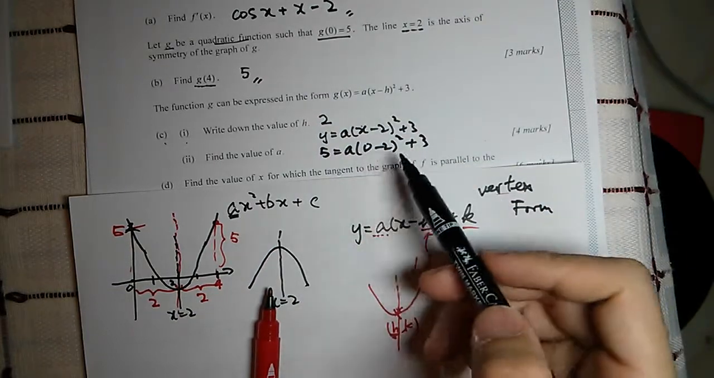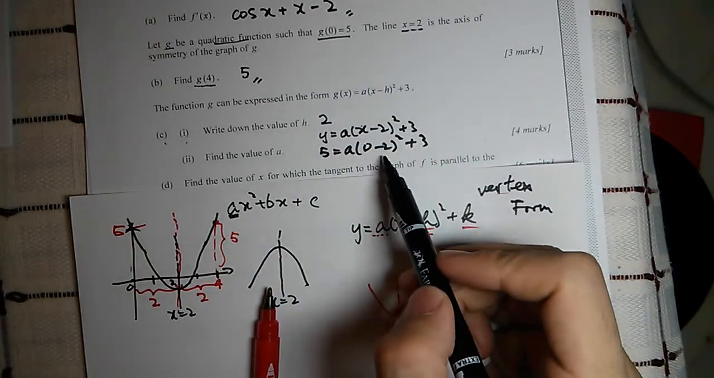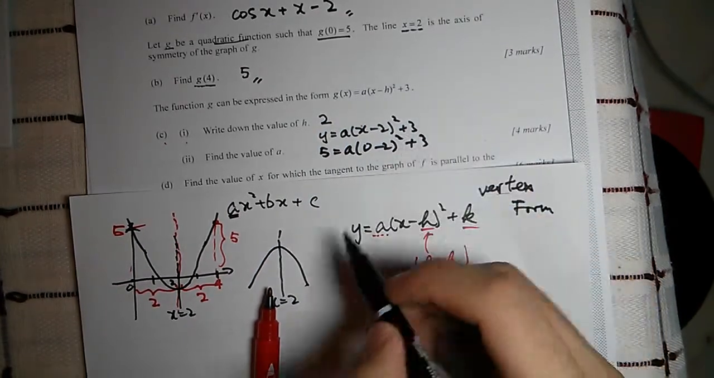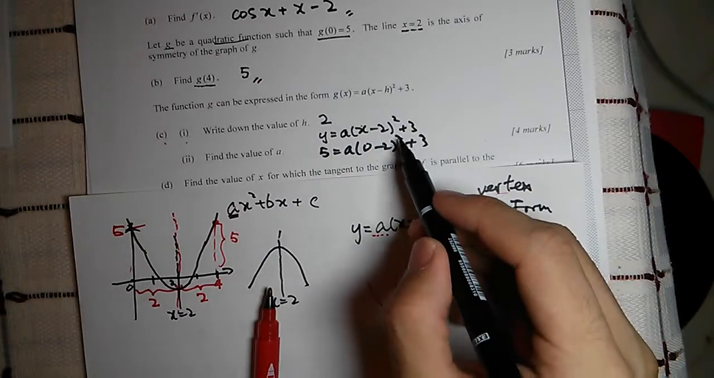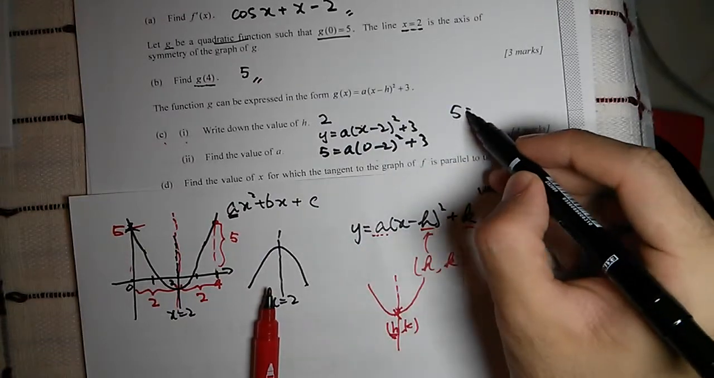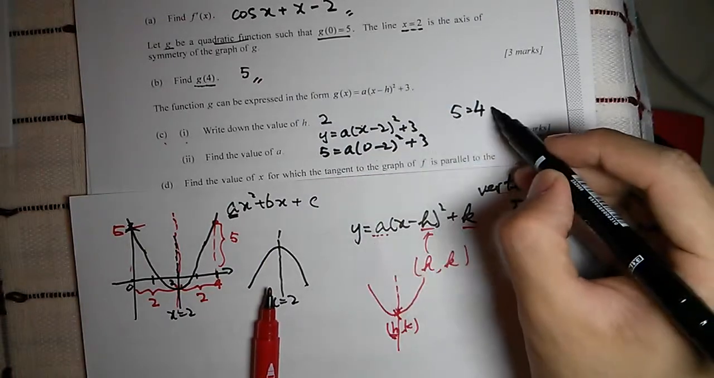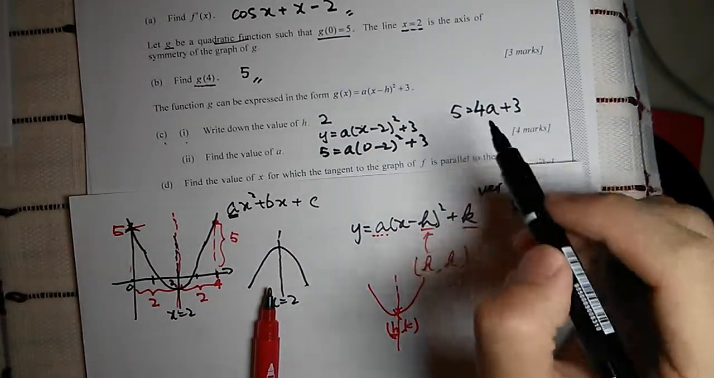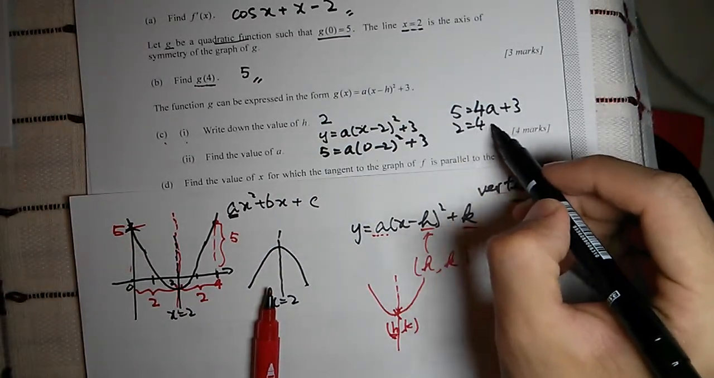Okay, this is paper 1, so no calculator. Let's do this ourselves. 0 minus 2, negative 2 squared, positive 4. So it's like 5 equals 4 times a plus 3. You subtract 3 on both sides. 5 minus 3 is 2. So 2 equals 4a.